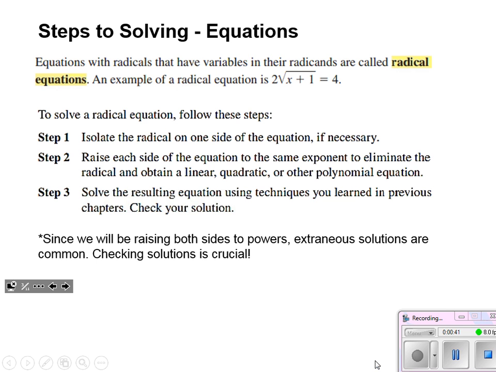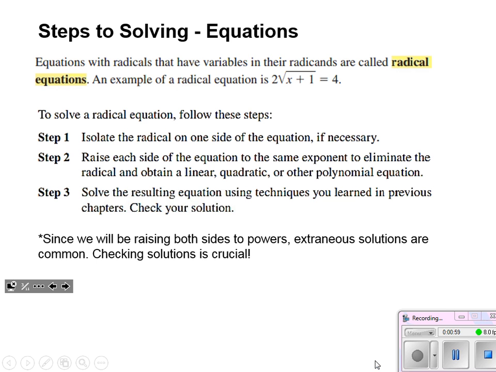First, we want to isolate that radical, get rid of everything else around it. Then we want to undo the radical, and that involves raising both sides to the appropriate power. Okay, then we're going to solve the result, and it is imperative that we check the solution.